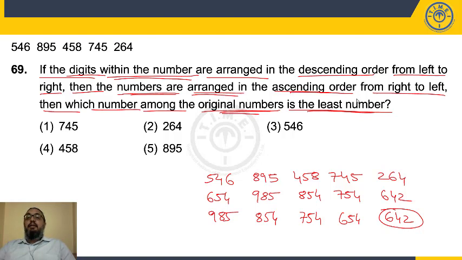We arranged the numbers in ascending order. So check the least number, where is it positioned in the earlier step, and then take the original, because the order got changed in the last step. Whether he asked ascending order or descending order, in the last step the order gets changed. So we'll have to check where is this 642 in the earlier step, and then you can take the original number. So in this case the original number is 264, which is the second option.